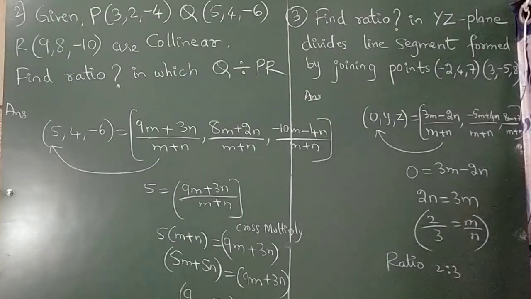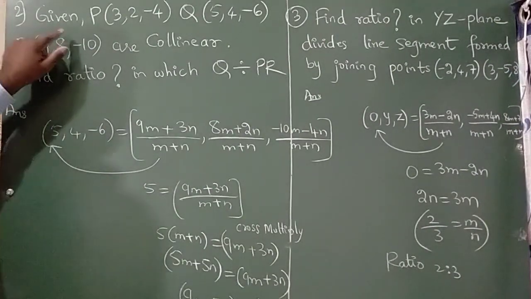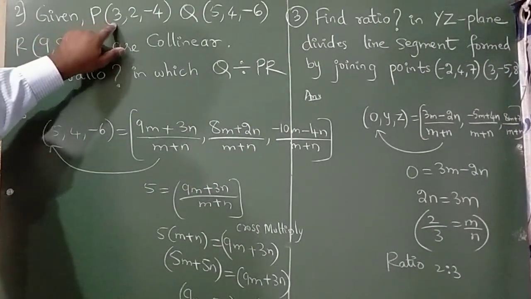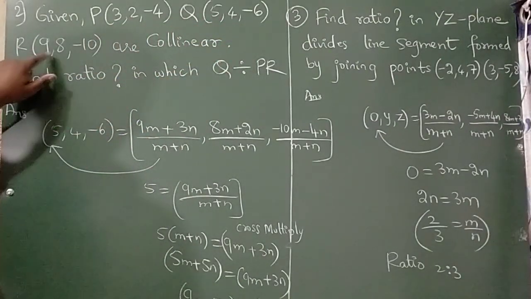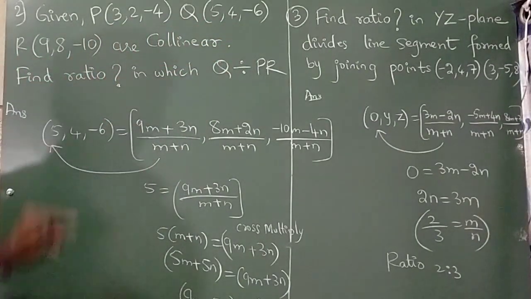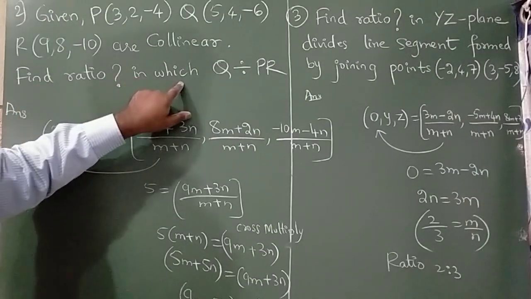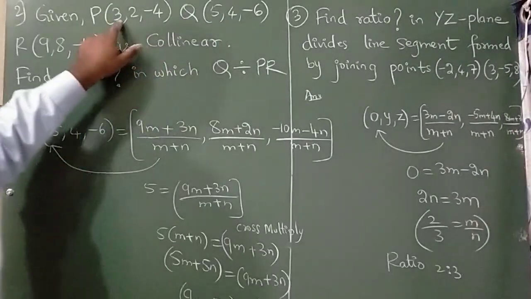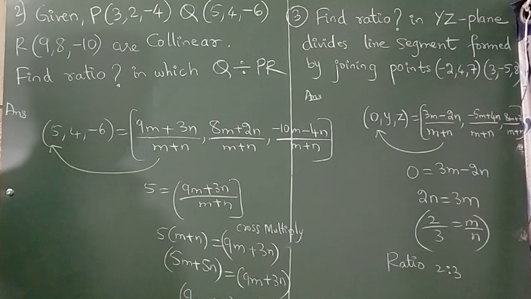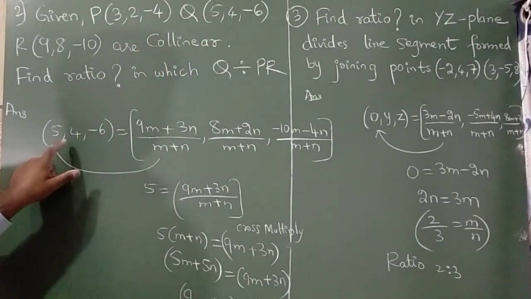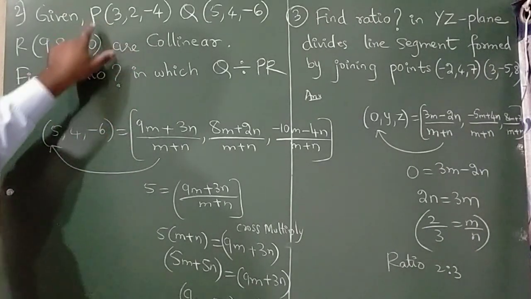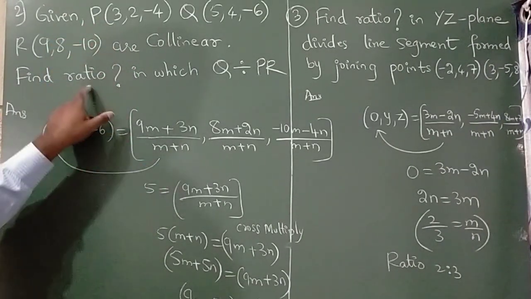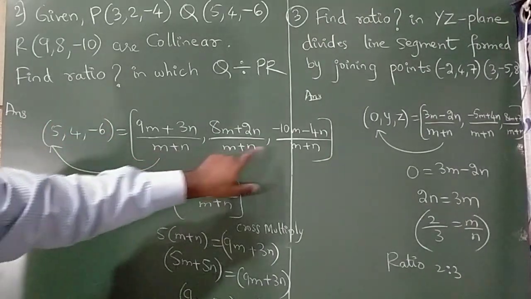Now the second question. They have given P (3, 2, minus 4), Q (5, 4, minus 6), R (9, 8, minus 10), which are collinear. You need to find the ratio in which Q divides PR. Fine. Now again we need to use the same section formula. So Q value I have written here. Understand well, it is equal to, now PR, so m plus n is the ratio we need to find out, m plus n, m plus n.